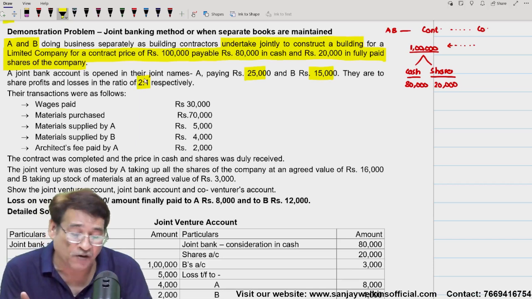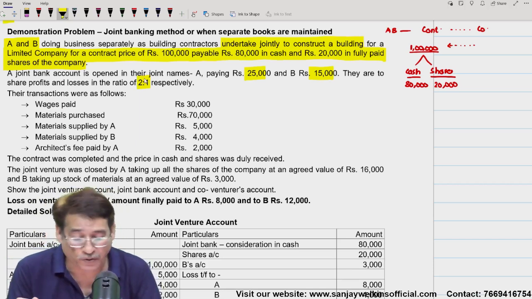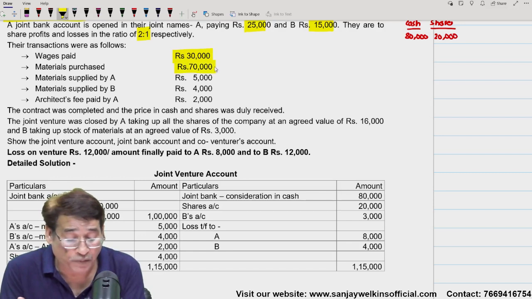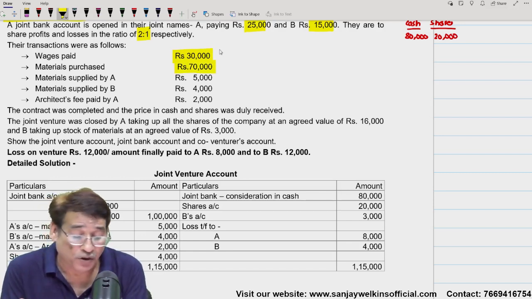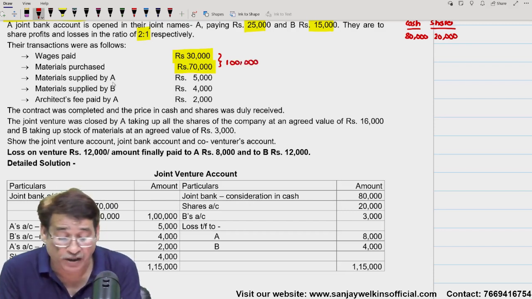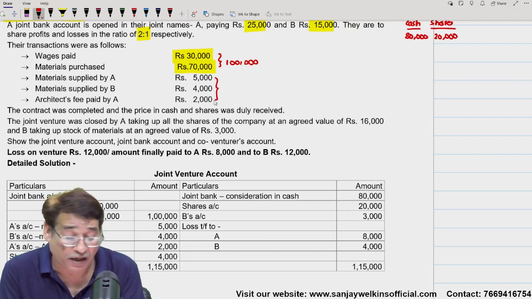Further, it is given that they are going to share the result in the ratio of 2:1. And in this case, it is given that wages have been paid 30,000, material purchased 30,000. So that means total expenses incurred by the co-venture is equal to 1 lakh, 30 plus 70. Whereas it is given that material supplied by A 5,000 and architect fee. That means material supplied by A and architect fee paid by A. That means these two expenses are borne by A.